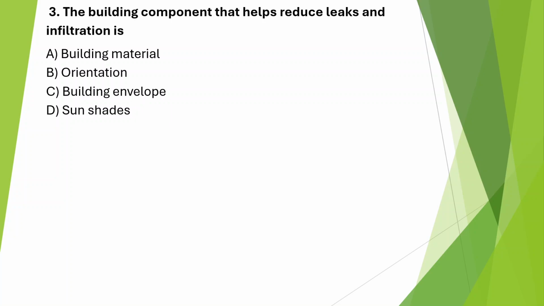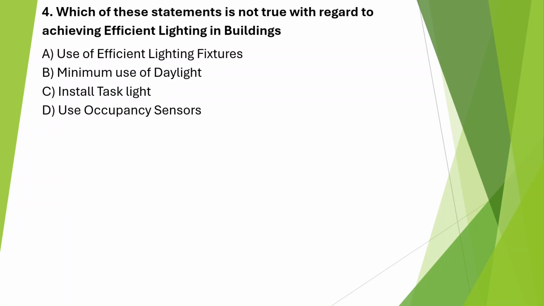The building envelope includes wall, roof, door, and windows, and acts as a barrier between indoors and outdoors. A well-sealed envelope reduces infiltration and improves efficiency. So with this, I think we can move to the next question, question number 4. Here is question number 4.